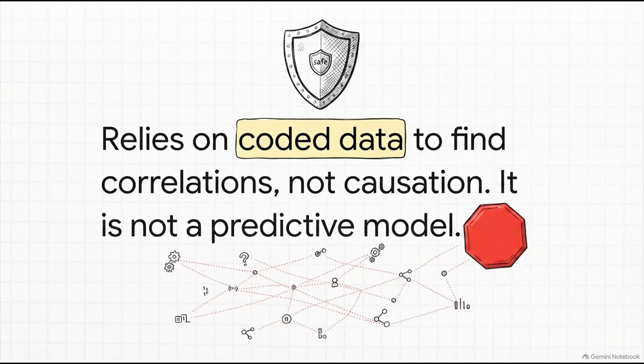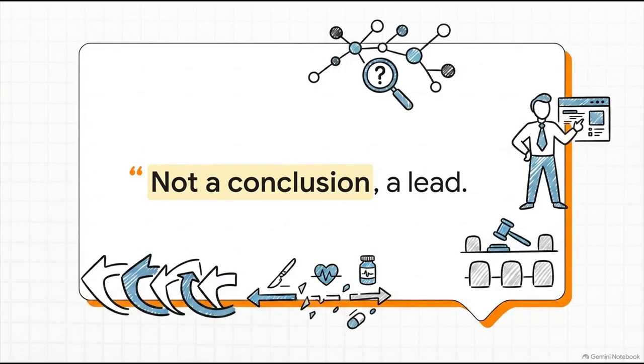Furthermore, it provides correlation, not causation, so confounding variables are totally to be expected. And importantly, it surfaces observed historical rates. It is completely illustrative and should never ever be treated as a validated predictive risk model. I love this quote from the source because it hits the nail right on the head. Not a conclusion, a lead.